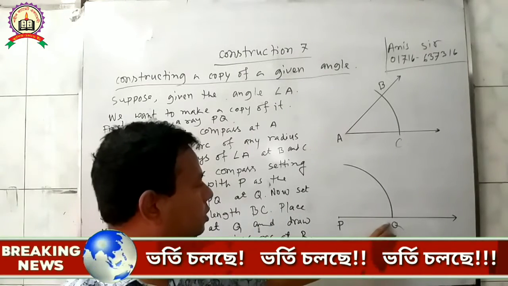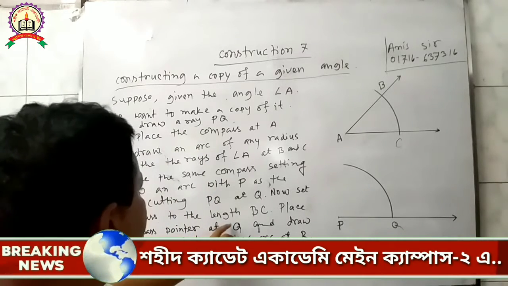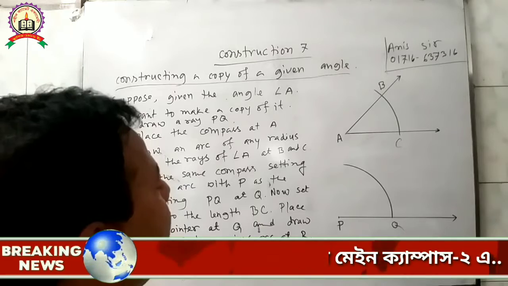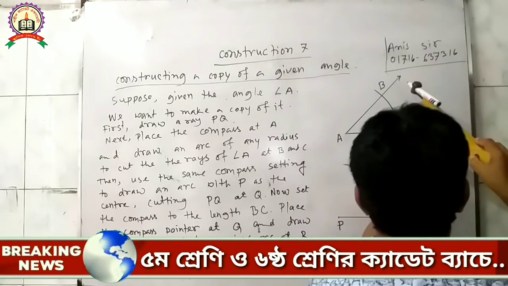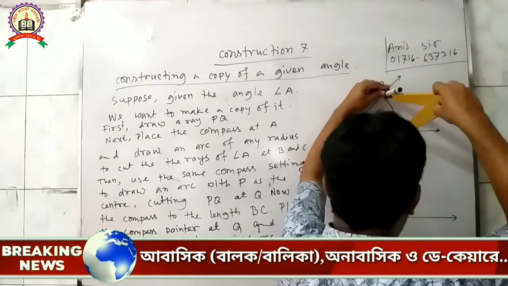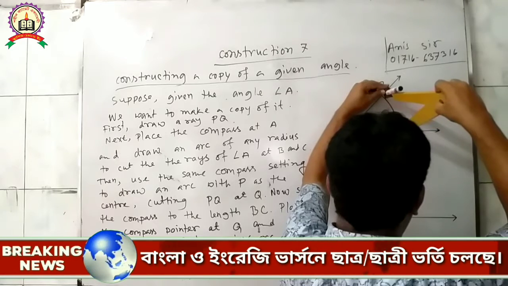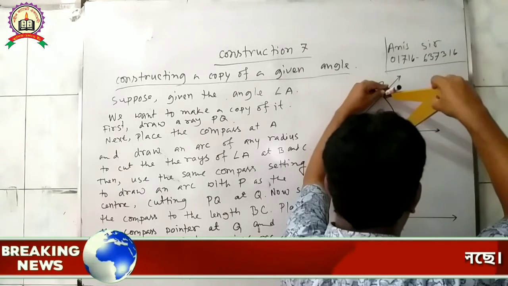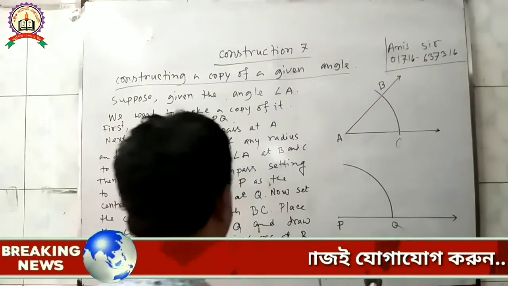So it is Q. Now set the compass to length BC. So we have to take the measure of BC. This is the measure of BC.